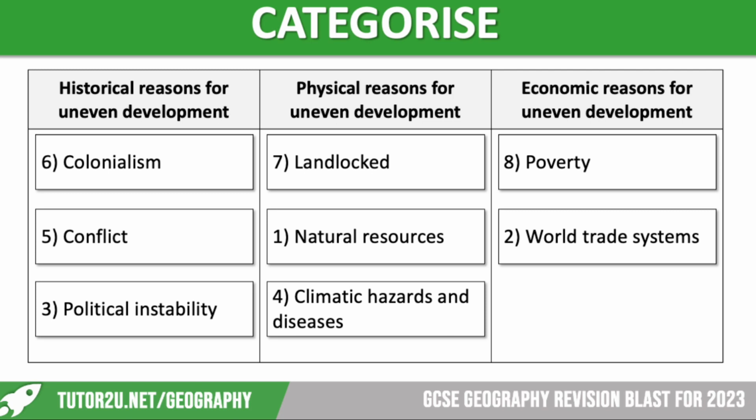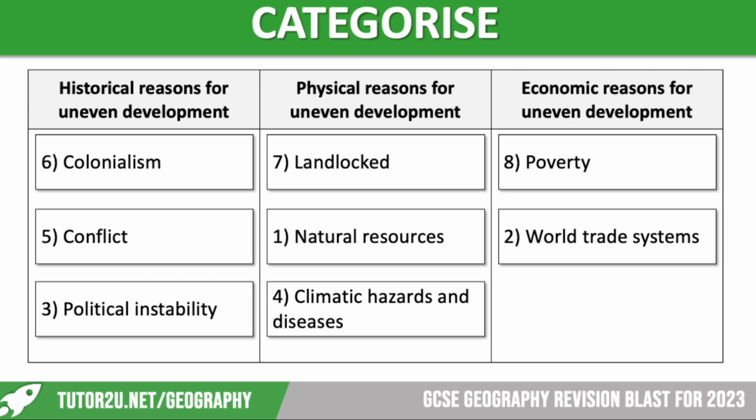Let's move on to physical reasons for uneven development. So firstly, we've got landlocked countries. So landlocked countries are countries that don't have a sea border. Now, it's really difficult to trade if you're landlocked, and you often have to make expensive agreements with your neighbouring countries to transfer goods through to export and obviously to import as well. Lack of natural resources is quite an easy one because it means that you've got less to actually trade with in the first place.